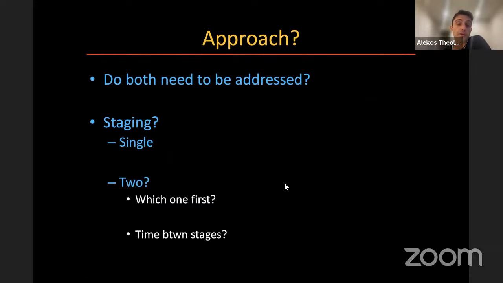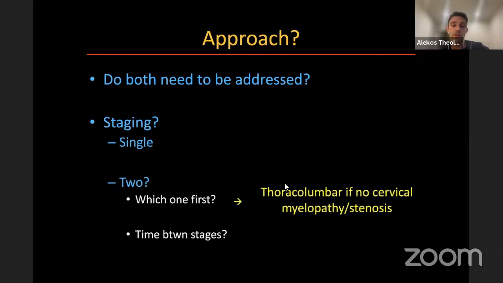First, do both need to be addressed, both the cervical thoracic and the thoracolumbar? Present a quick study looking at why that may be the case. And then if you are going to address both, is it best to do in one single stage or two? And then really, which one first? And then the other question that arises is, what's the optimal time between stages?